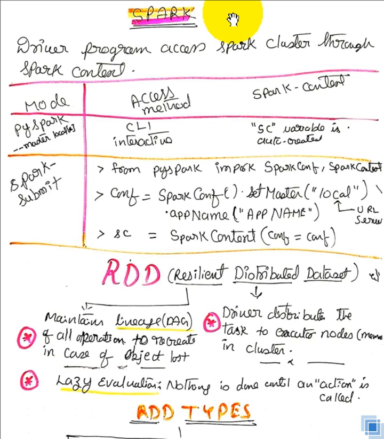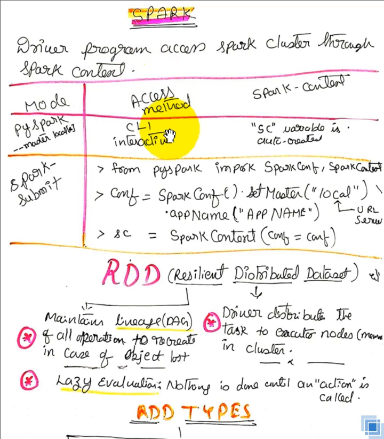So in either case, to access the Spark cluster from a driver program, we would need something called a Spark context. Spark context is the entry point to the Spark cluster, either running on the local mode or on top of a cluster like a Hadoop cluster, right? So how do we create the Spark context?